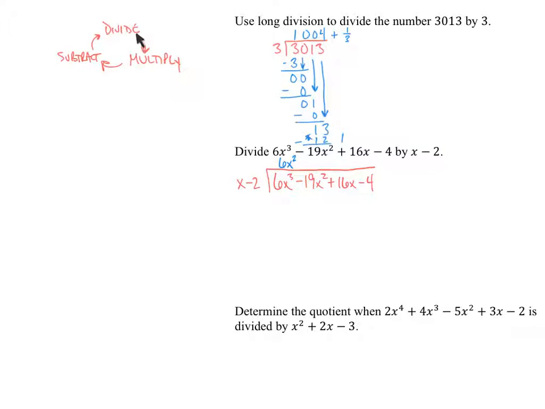So we'll go back to our cycle. It's the same thing. Now we multiply. But we have to multiply the 6x squared by everything over here. So we're like distributing it into each of those two terms. So 6x squared times x is 6x cubed. And 6x squared times negative 2 is negative 12x squared. And we are subtracting.